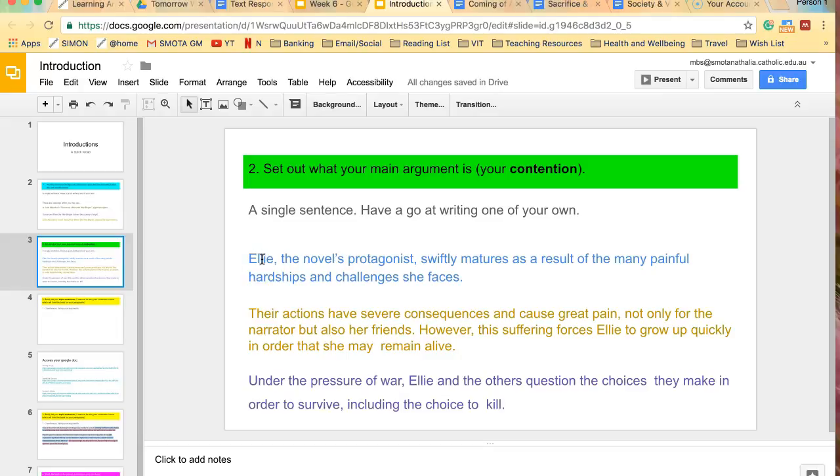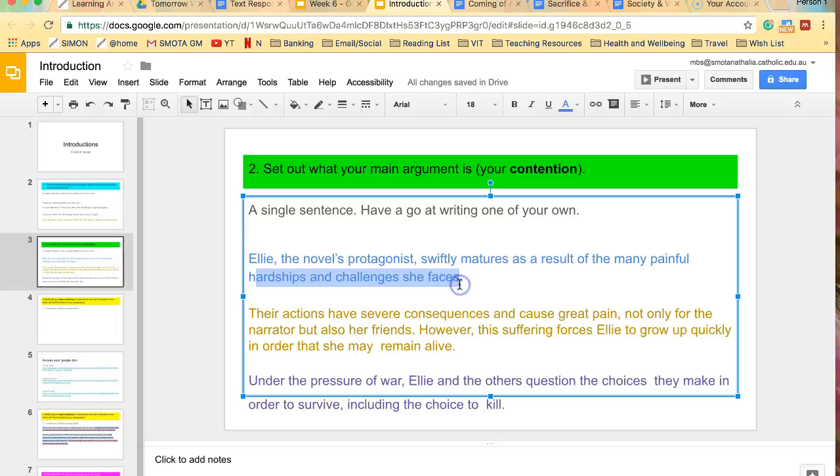And you might agree that yes, they all grow up and come of age because of their experiences, or you might say that no, only some of them grow up and some of them don't. So that sentence needs to say something like, whilst Lee and Ellie are able to mature because of the painful hardships and challenges they face, other characters like Chris do not because... However, you might just say many characters in Marsden's novel show great maturity towards the end of the novel as they have had to face hardships and challenges.